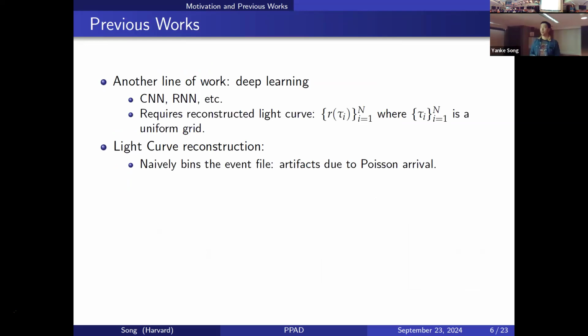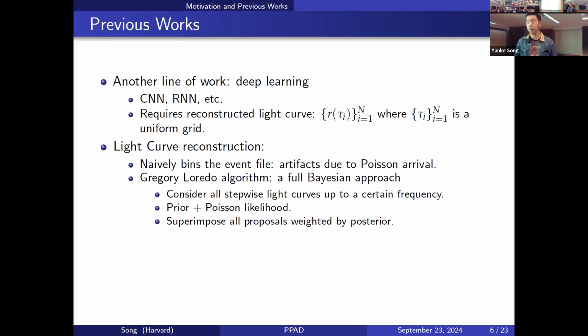So I'm going to continue about light curve reconstruction. Naive binning obviously creates these artifacts because the Poisson arrivals are noisy. Then there's this more rigorous statistics-based method called the Gregory-Loredo algorithm. It's a full Bayesian approach. I'm going to introduce very roughly how it works.